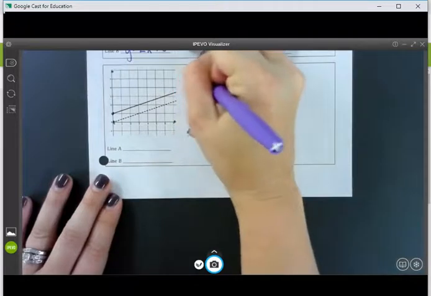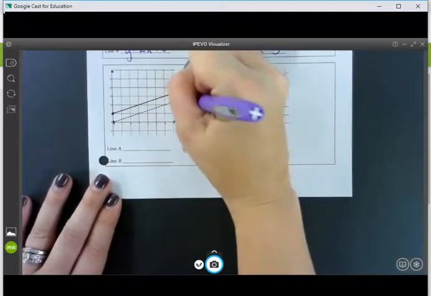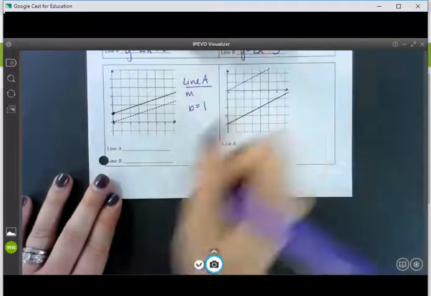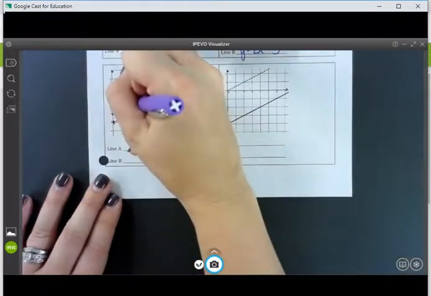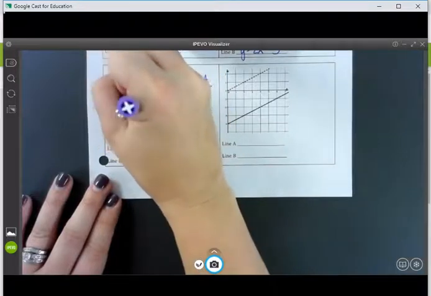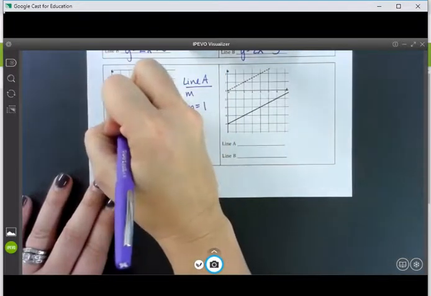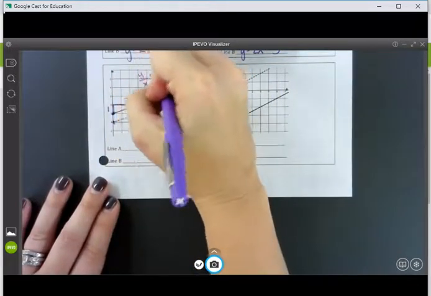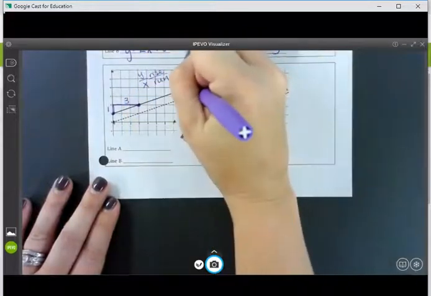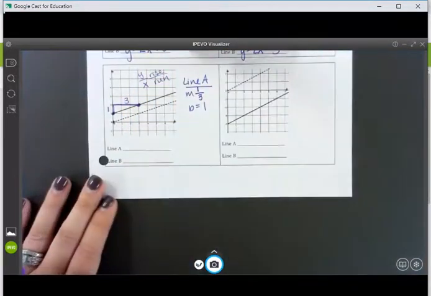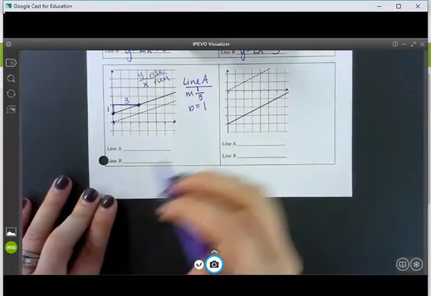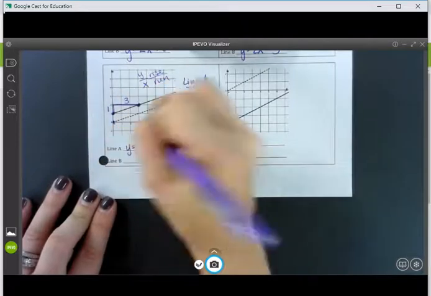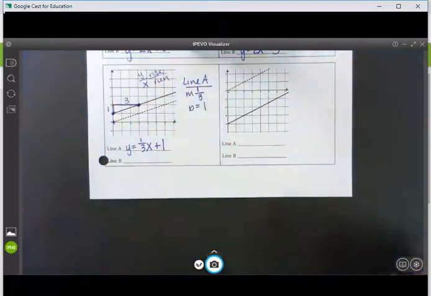All right, let's try these two. So line A, our vertical intercept is 1. Be careful on your slope here. So on here we go up 1 and over 3. Remember, it's y over x, or rise over run. So we rise 1 and we run 3. So our slope here is 1/3. So y equals 1/3 x plus 1.